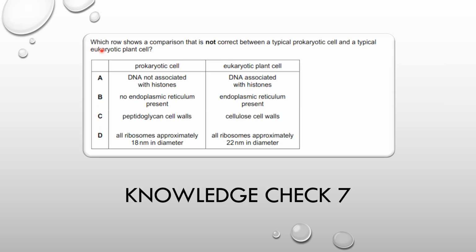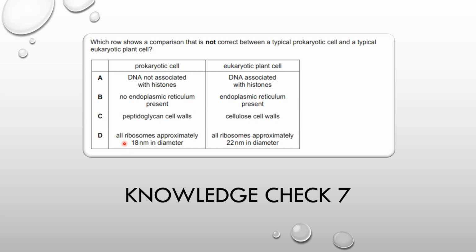All right. Which row shows a comparison that is not correct between a typical prokaryotic cell and a typical eukaryotic plant cell? Okay, let's check this. DNA, prokaryote DNA not associated with histone. Yeah, correct. DNA associated with histone, correct. No endoplasmic reticulum present, yeah, they don't have membrane-bound organelles. Endoplasmic reticulum present, yeah, this is correct. Peptidoglycan cell wall, yeah. This has cellulose, this has peptidoglycan. This is correct.